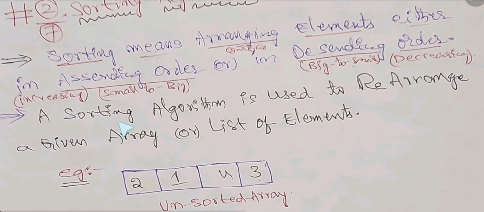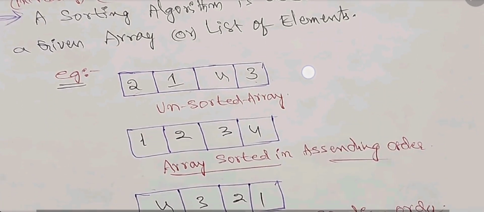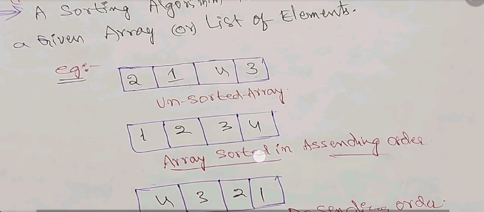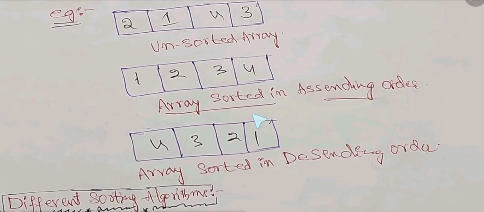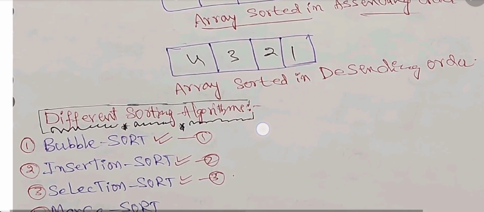Second point, a sorting algorithm is used to rearrange a given array or a list of elements. For example, take 2, 1, 4, 3 as an unsorted array. This sorted is 1, 2, 3, 4, an array sorted in ascending order, increasing order, small to big. Here 4, 3, 2, 1 is the same values sorted in descending order, which means big to small, right?